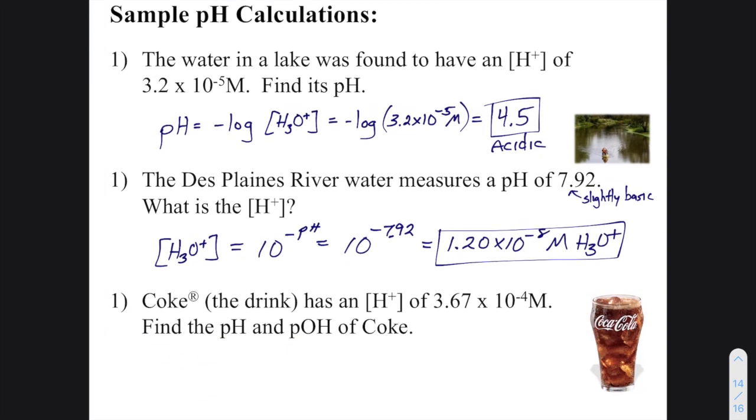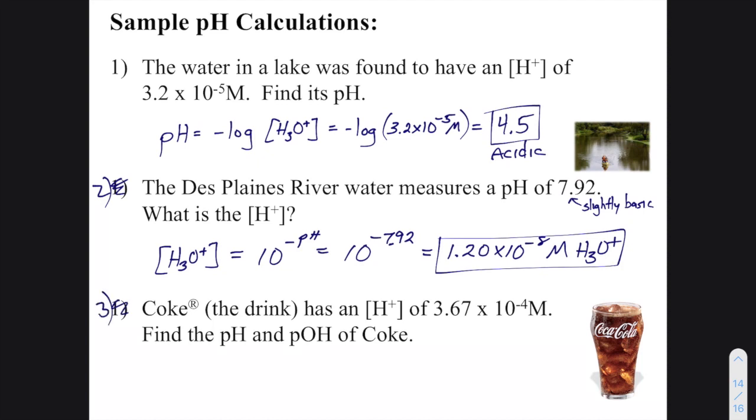I don't know why these are numbered the way they are. This should be 2. It must be an auto formatting issue. Apologize for that. Number 3, though, Coca-Cola. The drink has a hydronium concentration of that. Find the pH and the pOH of Coke.